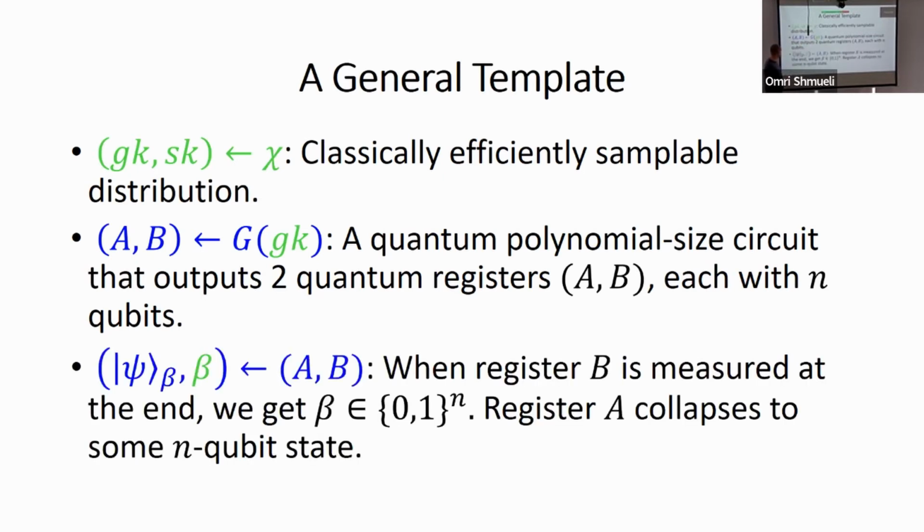These are just notations. And at the end of this computation of G, we measure only register B to get this measurement result, beta, an n-bit string. We call it the serial number. And because the registers A and B are possibly entangled, A collapses to this marginal quantum state, which we call the sampled state, denoted by psi beta.